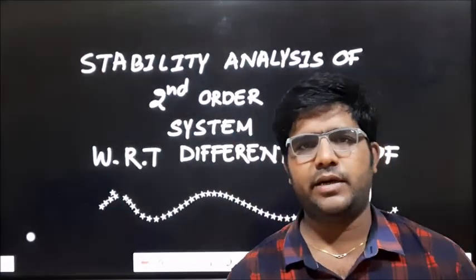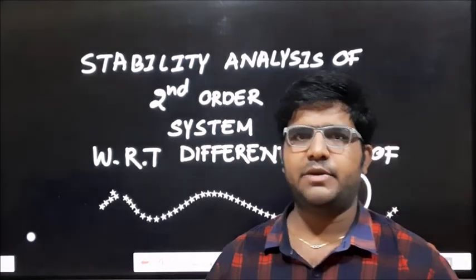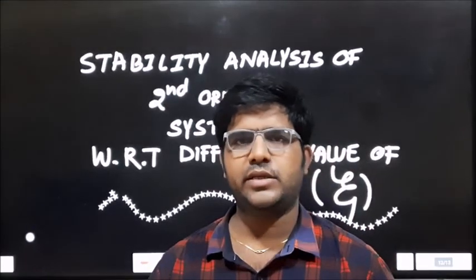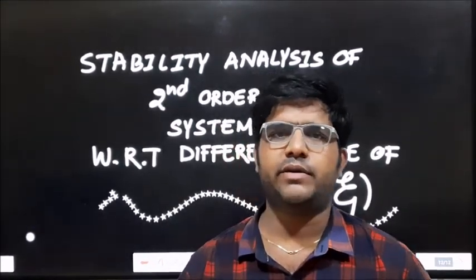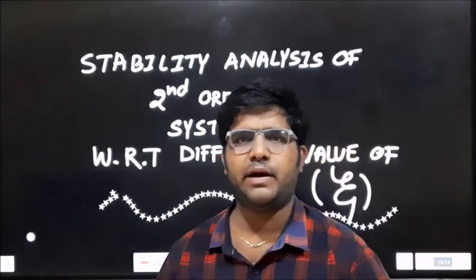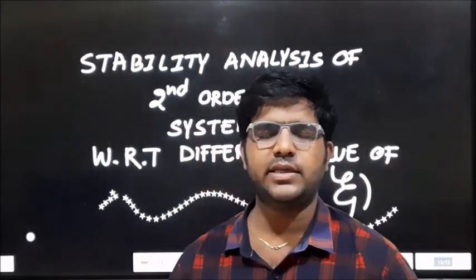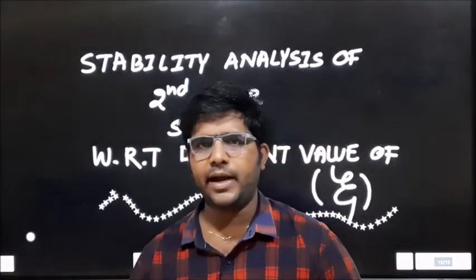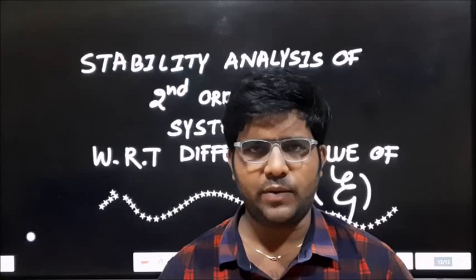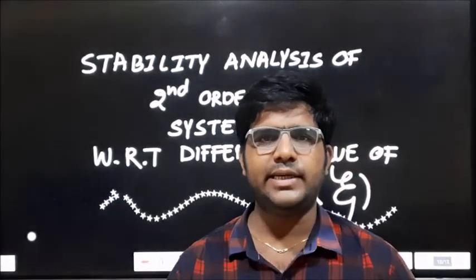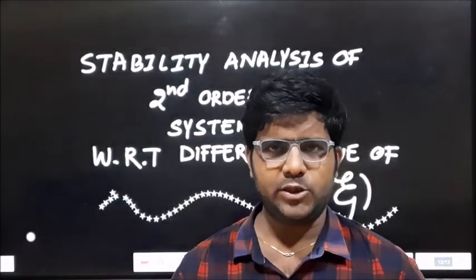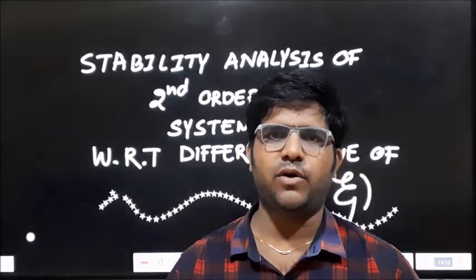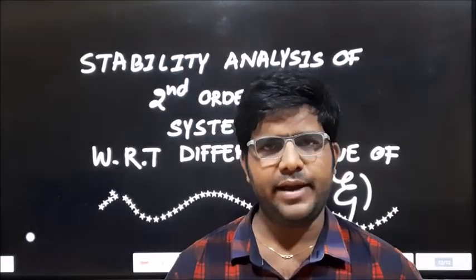In the last video we started with the time response of second order systems. We have reached the general equation of the second order transfer function, that is omega n square divided by s square plus 2 zeta omega n s plus omega n square. And we came across two new terms: omega n, which is the natural frequency of oscillation, and zeta, which is the damping ratio, also called damping fraction or damping factor. Most books follow damping ratio, so you also follow damping ratio.